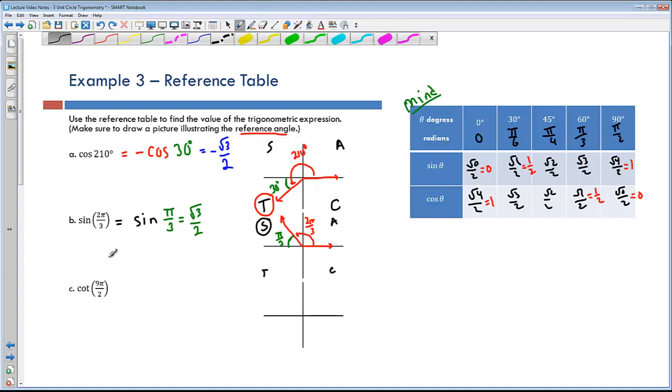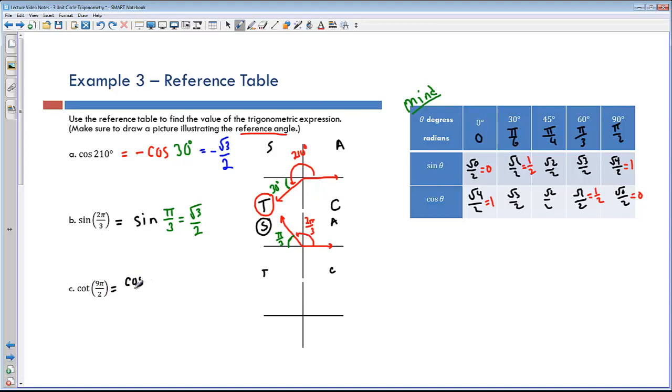Now this one is the cotan of 9 pi over 2. There are a couple of ways to do this. You can rewrite this in terms of sines and cosines, or you can rewrite it in terms of a tan. I'm going to rewrite it in terms of sines and cosines. So the cotan is the cosine of 9 pi over 2 divided by the sine of 9 pi over 2.